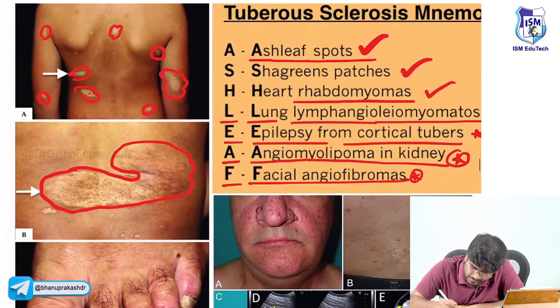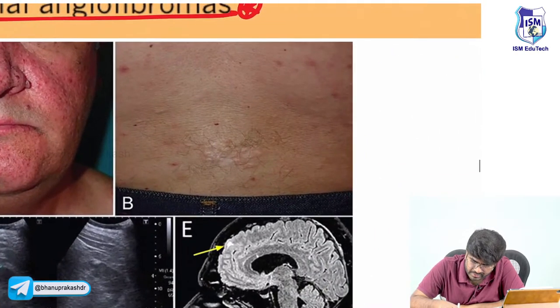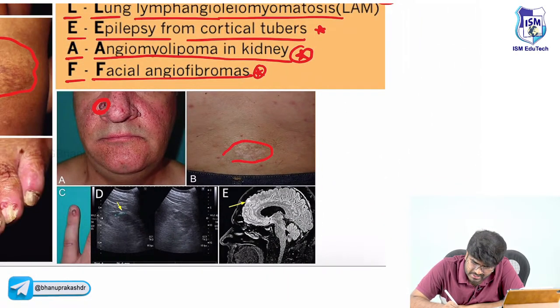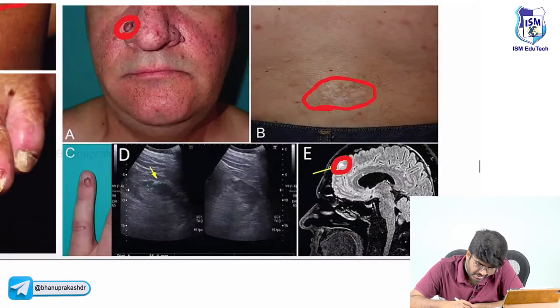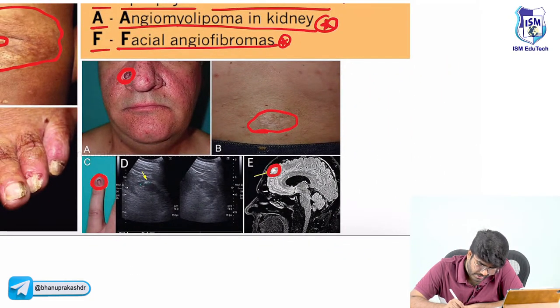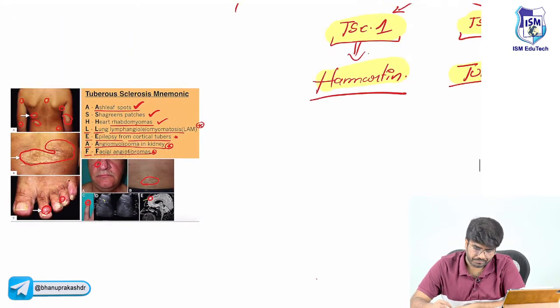See here, the patient has an angiofibroma, that's a facial angiofibroma. Here you can very clearly see this thick leathery patch on the lumbar region, called the Shagreen patch. You can see the cortical tubers, which can lead to epilepsy. And here also the patient has these tubers. Small tubers will start to form. These are tuberous sclerosis.